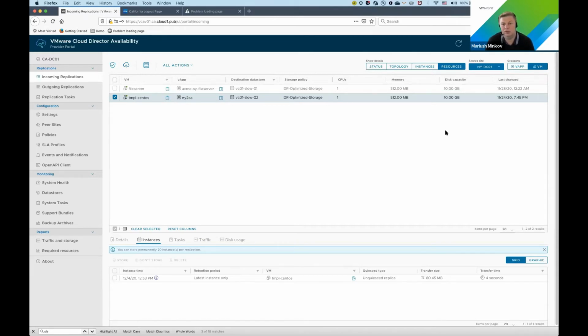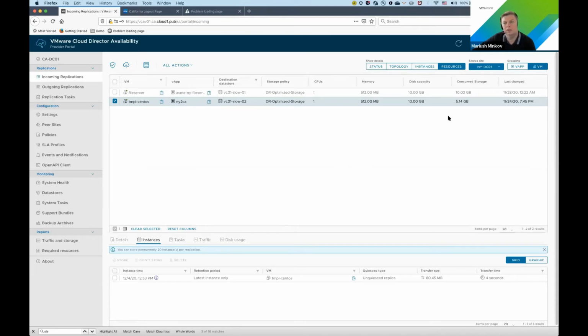In order to fail over successfully this VM, we need to have 10 gigs available in our VCD storage quota, and the current consumption of this replication, like the storage consumed for keeping the replica data, is the number that is available as consumed storage. Let me quickly find it. So here it is. We see that consumed storage may be the same or may be very different from the disk capacity. Okay, so this is an important point.